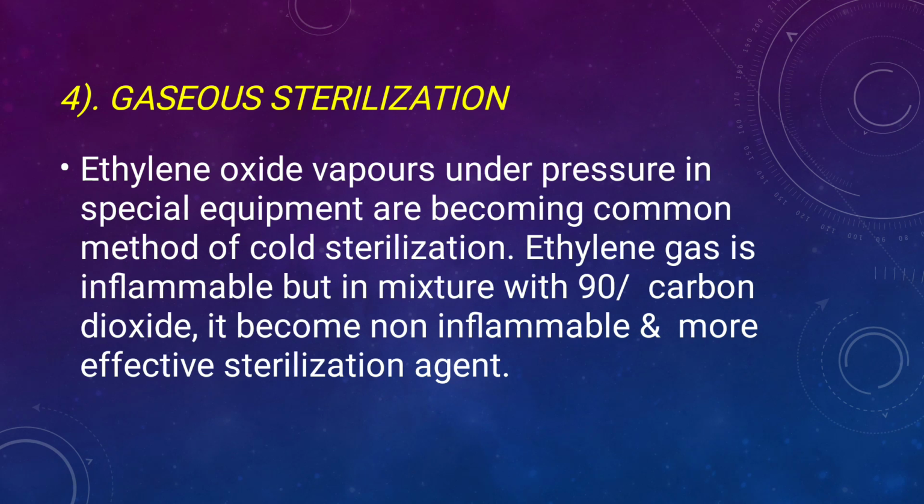Next one is gaseous sterilization. In gaseous sterilization, ethylene oxide is most extensively used in large instruments, because when ethylene oxide vapors come in contact with different microorganisms, they get completely killed. Ethylene oxide is called a sterilizing agent, and it is mostly used in godowns or storage houses to control different kinds of pests or diseases.